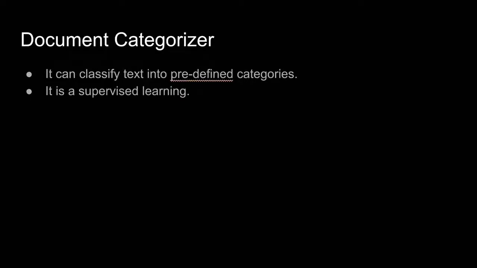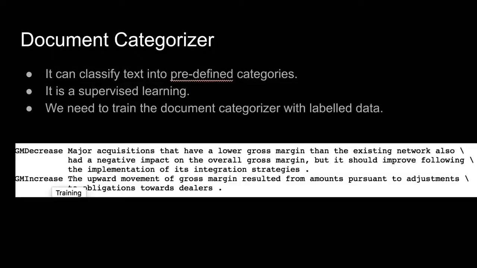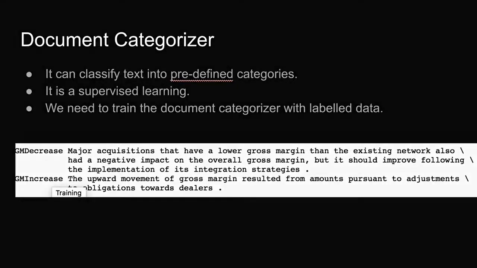Another definition is that it's supervised learning. Supervised learning means we need to manually teach the machine each and everything about the sentences or paragraphs. For that, we need to label the data. Labeling the data means we need to manually train the machine with the labels. So this is the document name, and this is the sample sentence. The sentences which are similar to these will be categorized as GM decrease. Another one: GM increase is the document name, and this is the sample sentence. So you need to collect millions of training data.